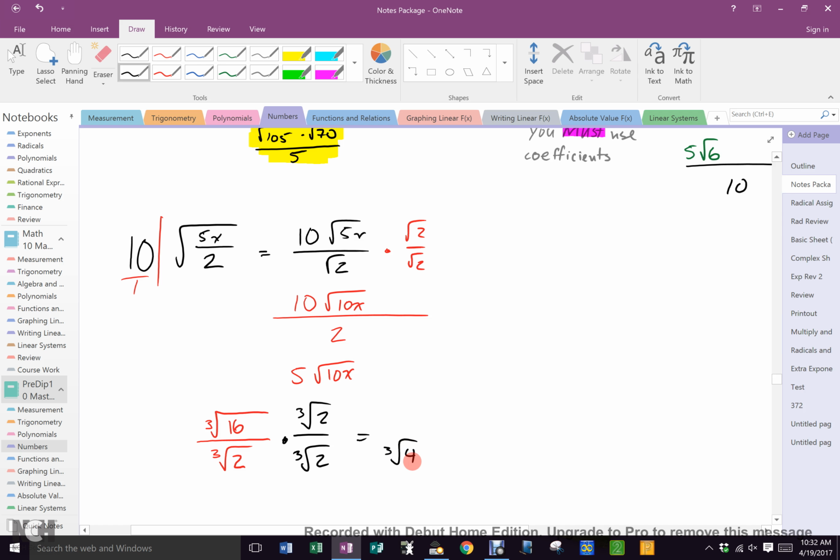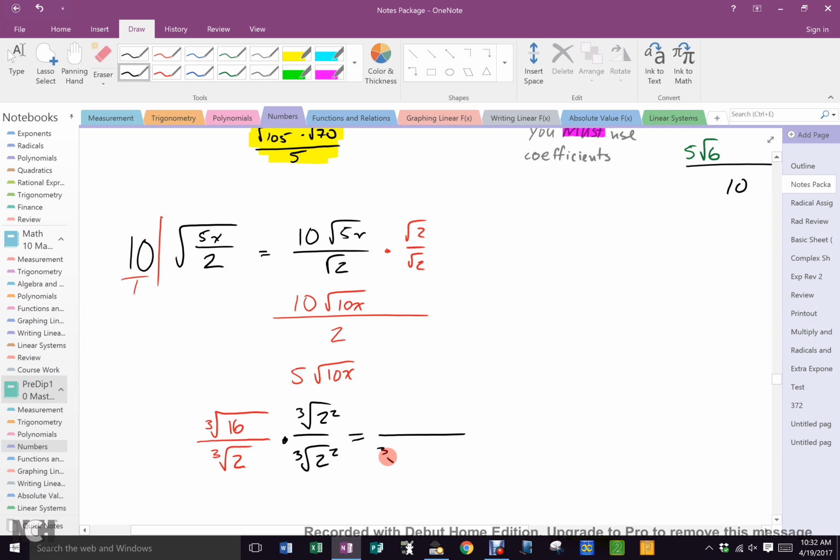Does 4 have a cube root? So does it get rid of the radical? No. So you got to think about this. I need there to be how many 2's under there to do a cube root? 3 of them. I've got 1 of them. So how many do I need to have here? I need 2 of them, don't I?